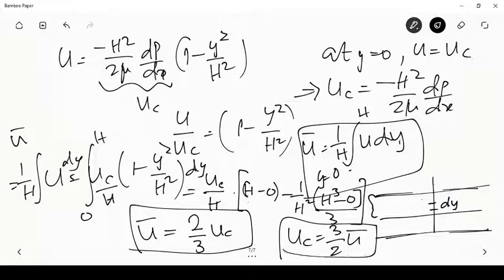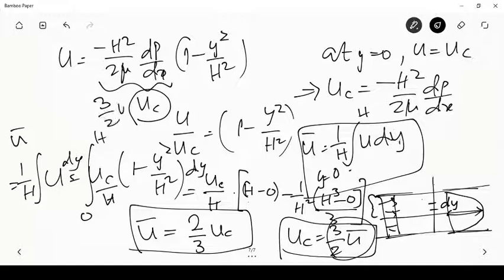Okay, so what does this show you? You initially started with a uniform velocity u bar here, and when the flow became fully developed, the center line velocity grew to 1.5 times that u bar. So the velocity profile that you write here, you can write in terms of uc, or you can write it as 3 by 2 u bar.